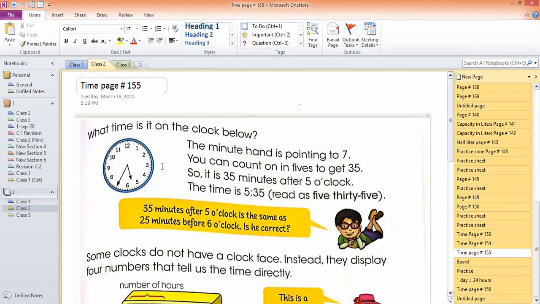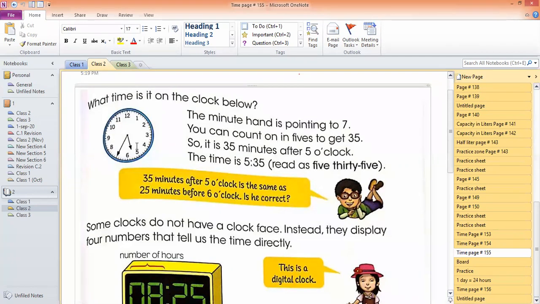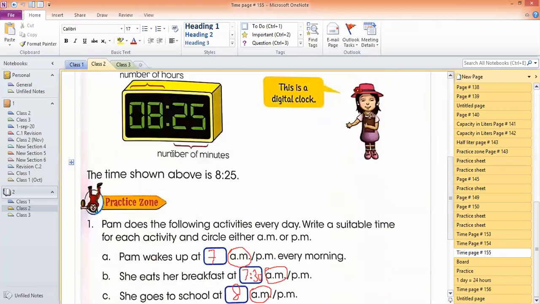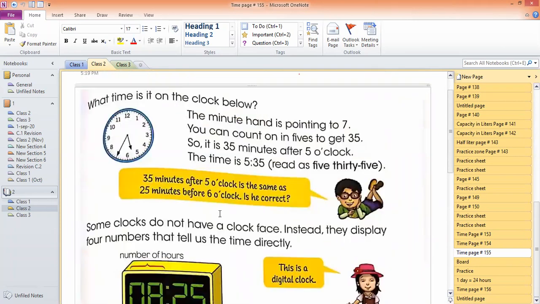So you will say the minute hand is pointing to the 7. That means it is 35 minutes after 5 o'clock. Or you can say the time is 5:35. 35 minutes after 5 o'clock is the same as 25 minutes before 6 o'clock. Exactly, guys. You have two ways. You can either say it's 5:35, or you can say 25 minutes are left for the next hour. You can check with a digital clock also, guys, because this represents hours and this represents minutes. So this is very easy, guys.